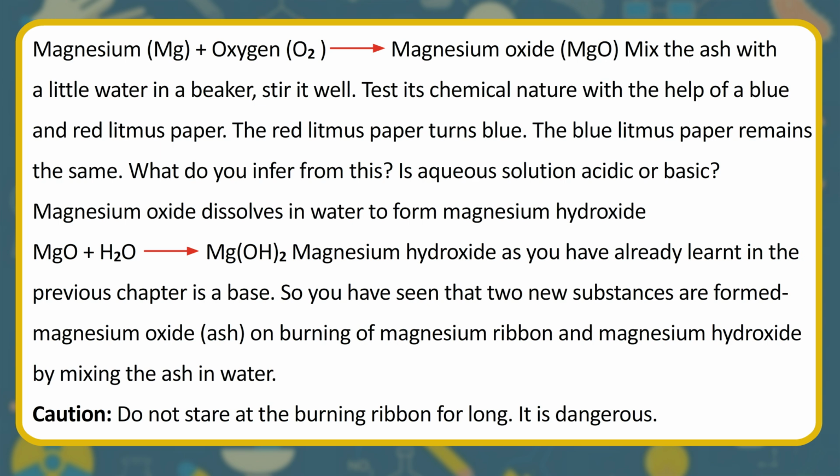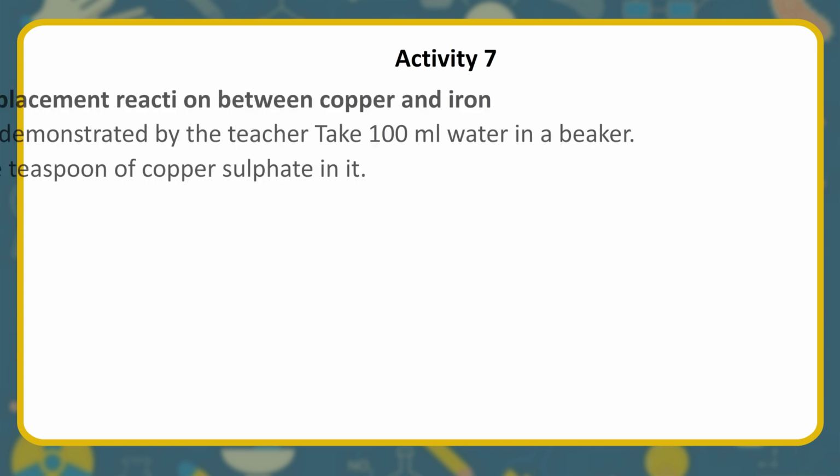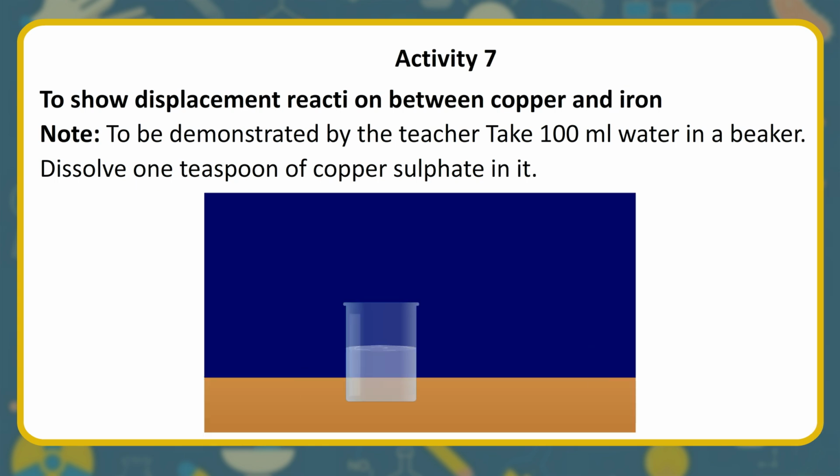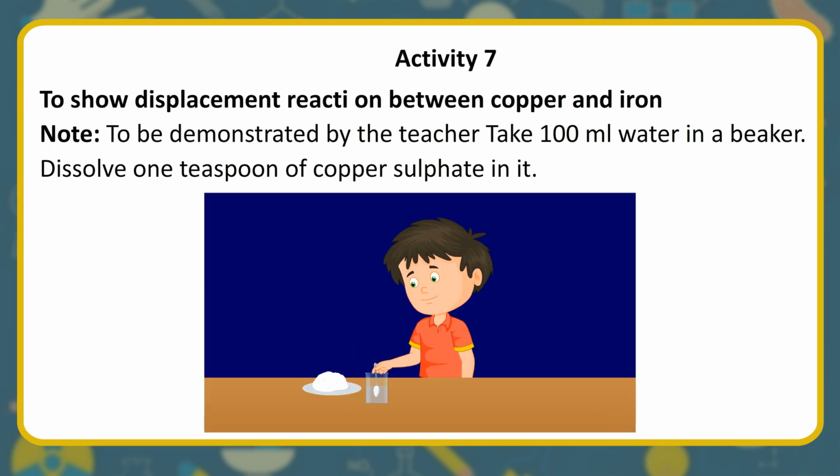It is dangerous. Activity. To show displacement reaction between copper and iron. Note, to be demonstrated by the teacher. Take 100 ml water in a beaker. Dissolve 1 teaspoon of copper sulfate in it.